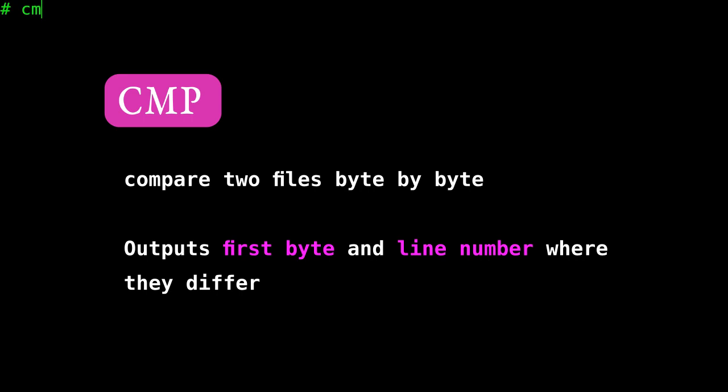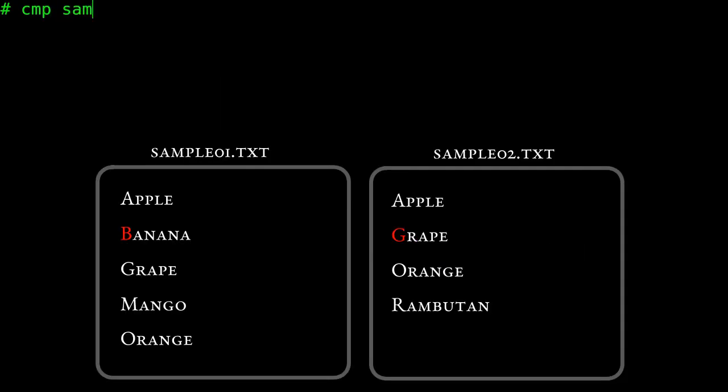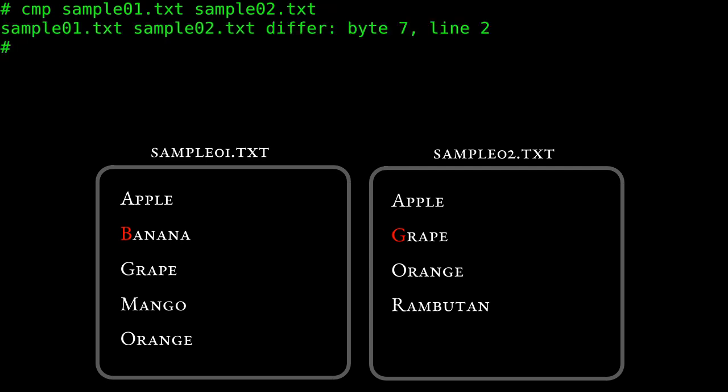We will be using the same files, sample01.txt and sample02.txt. We can see that the difference occurs in the second line, and that is byte number 7. So it will print out the files differ, then the byte number 7, which is in line 2.